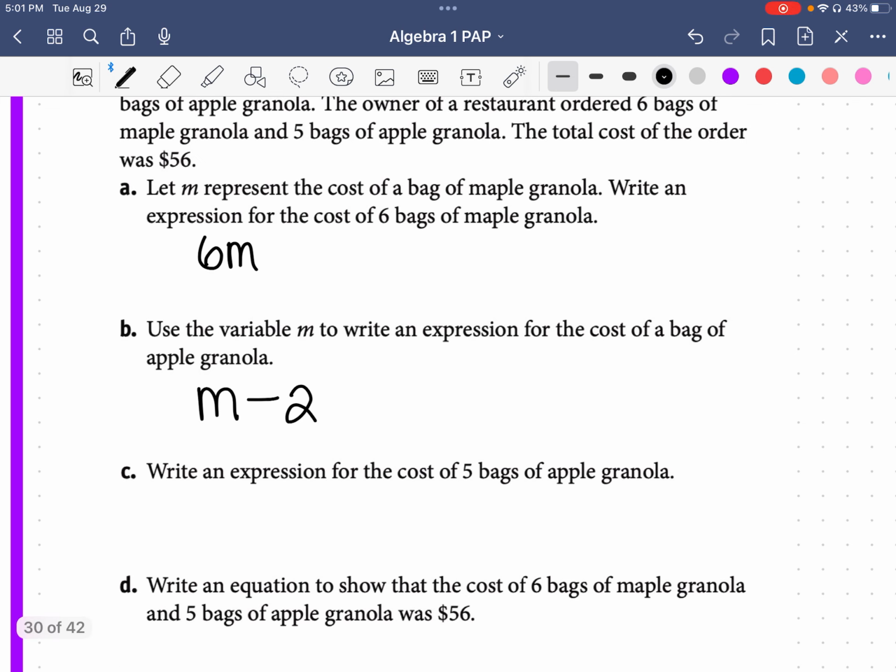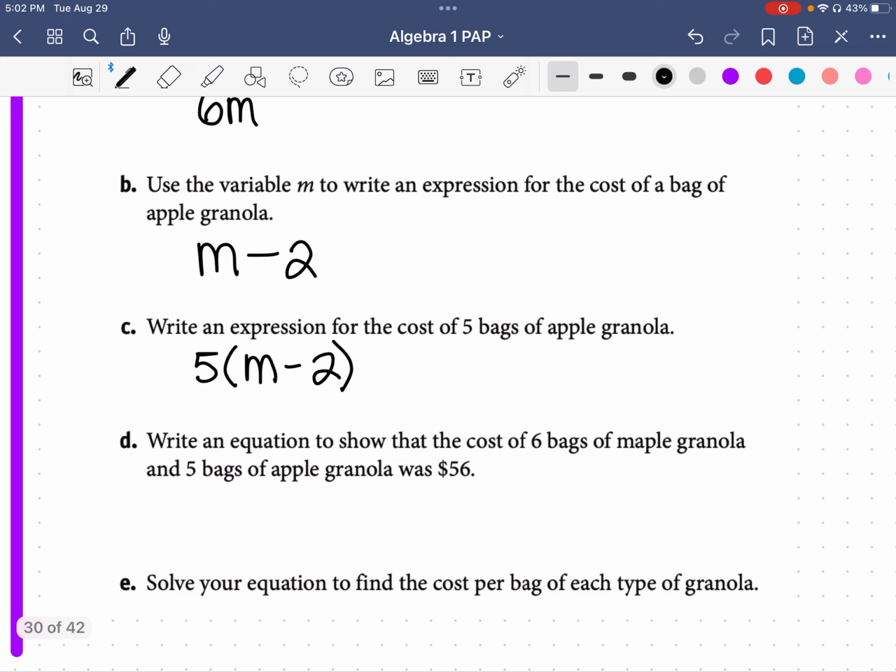Let's go ahead now and write an expression for my cost of the 5 bags of apple granola. Well, I would simply multiply the 5 times what they cost, which would be this right here, right? Just like we did 6 times M, we're going to do 5 times the cost of the bag. And last but not least, we're going to write an equation to show that the cost of 6 bags of maple granola and 5 bags of apple granola was $56. So we're going to say 6M plus 5 times (M minus 2), I almost forgot my parentheses, is equal to 56.